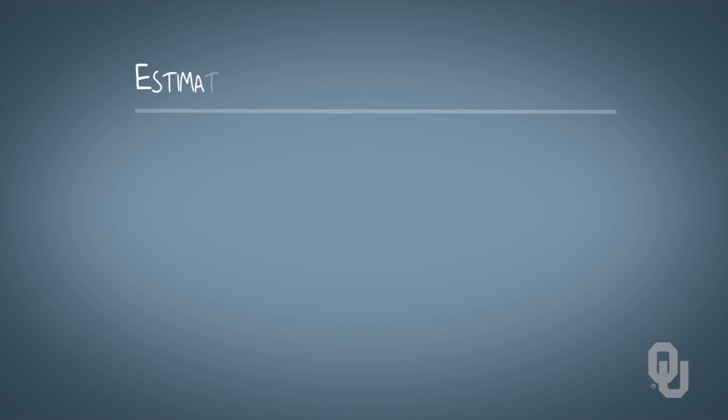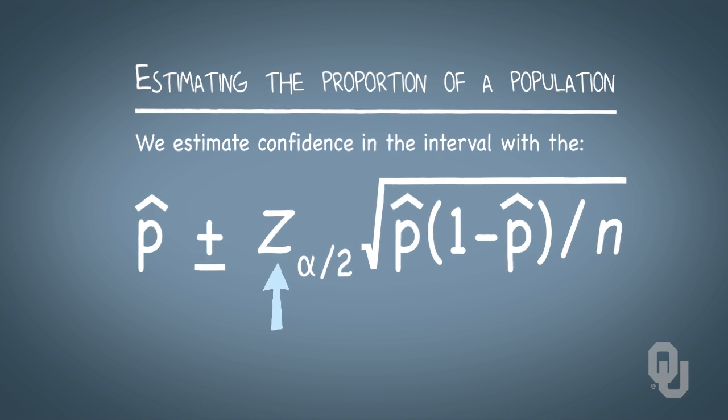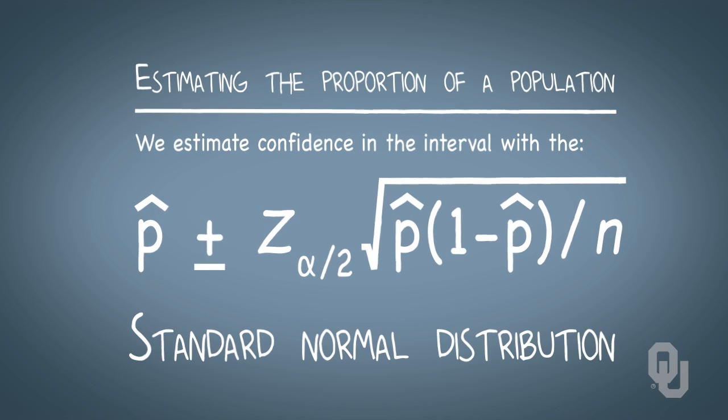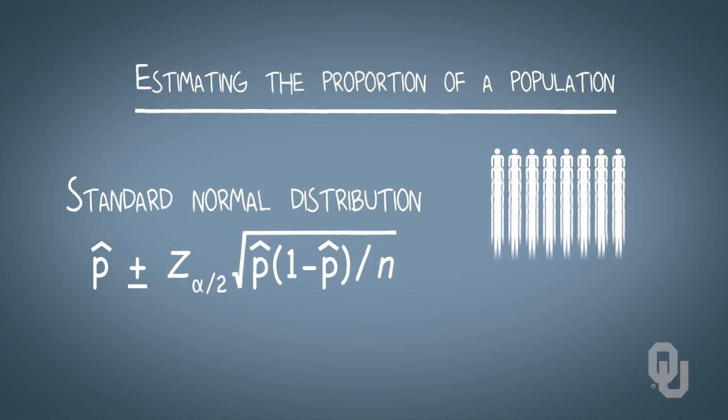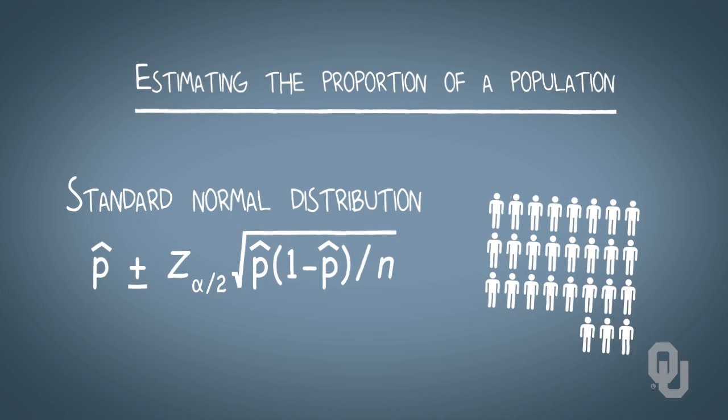When estimating the proportion of a population that falls into a particular category, we estimate confidence in the interval with the standard normal distribution. To ensure that the confidence interval doesn't have a negative lower bound or an upper bound greater than 1, the size of the sample that we pull from the population and with which we calculate a point estimate needs to be sufficiently large.